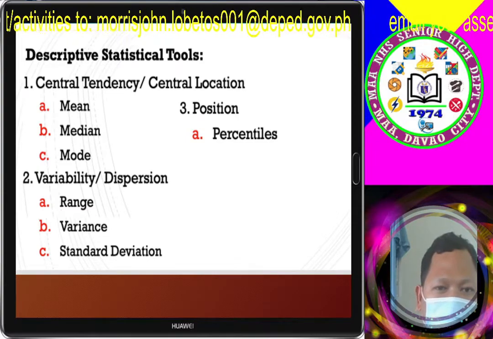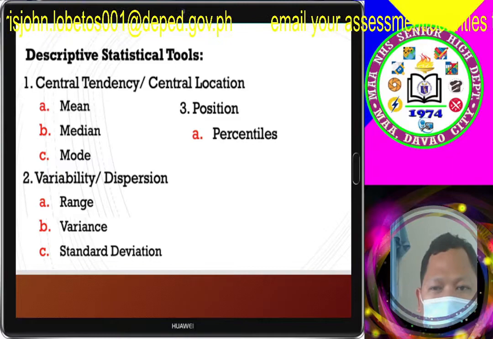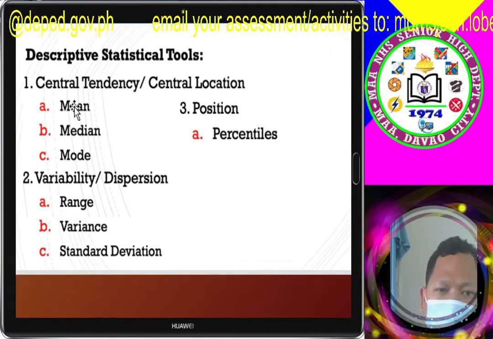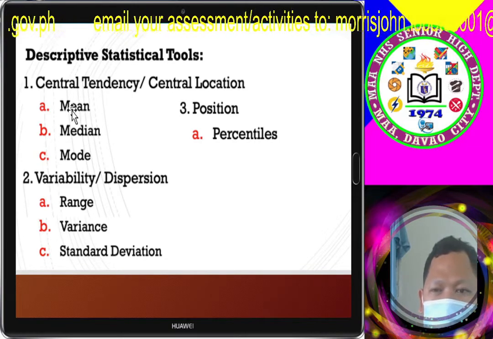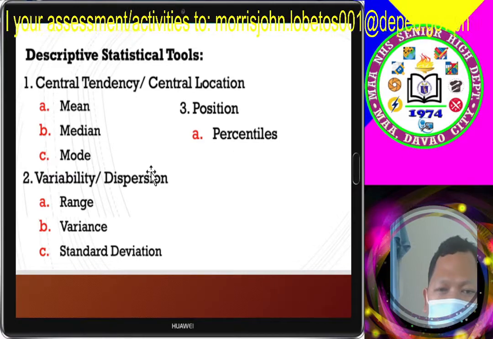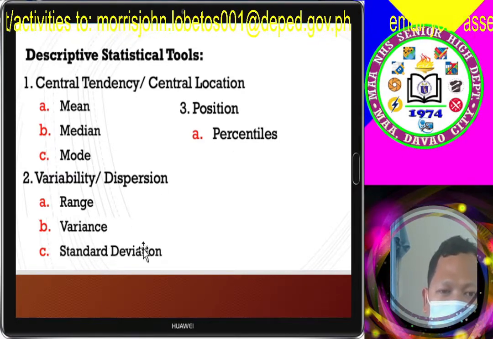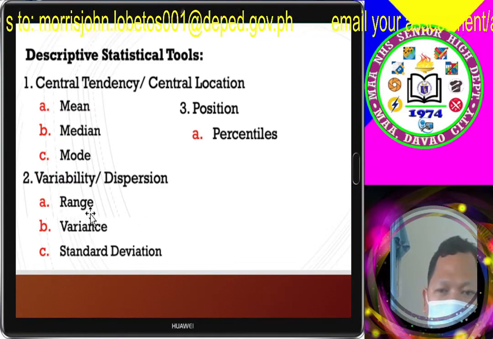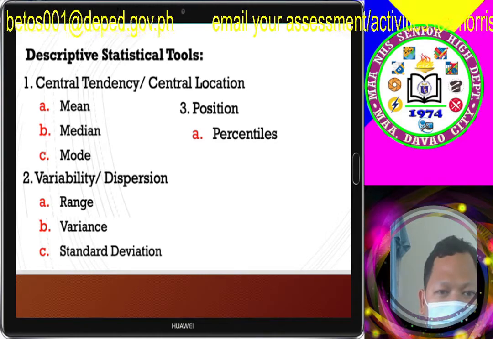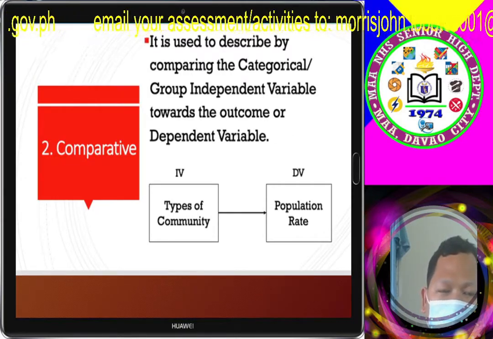These are the tools we are going to use for our descriptive questions. We have the mean, median, and mode, which you already studied in grade 8. Then percentiles, which I think you discussed in grade 10. Then variability, so variance and standard deviation. You already have a review of this in statistics and probability. Okay? So just review.